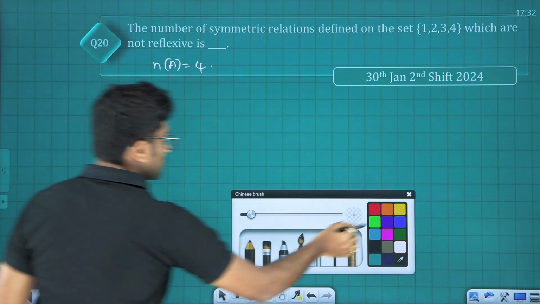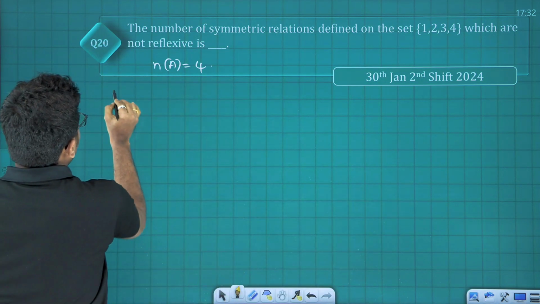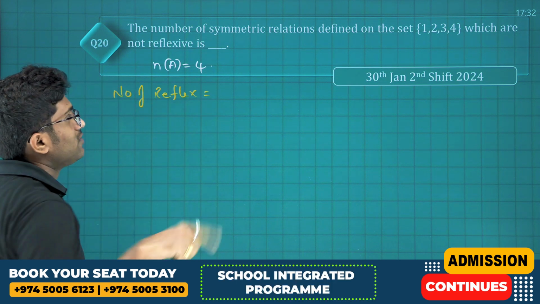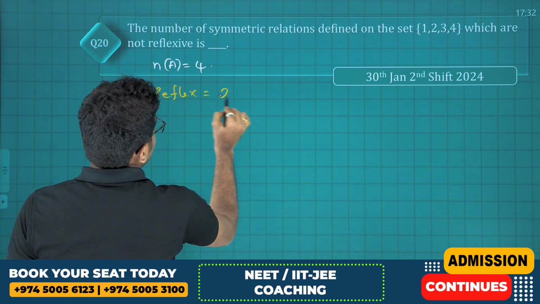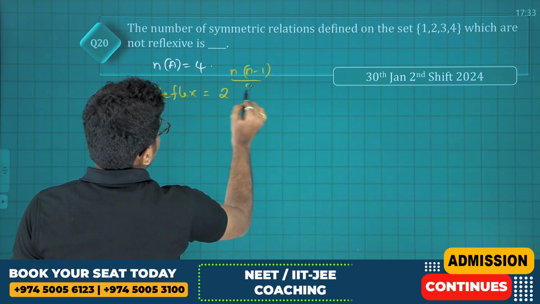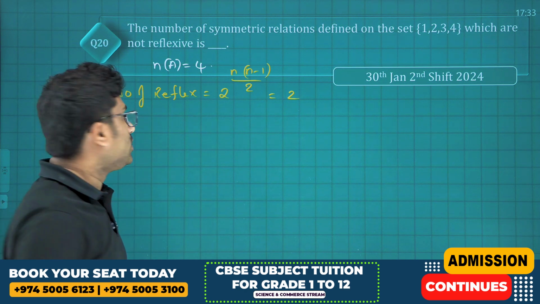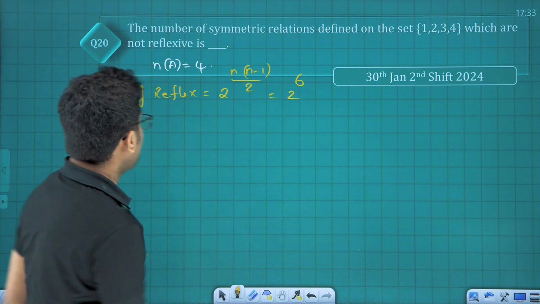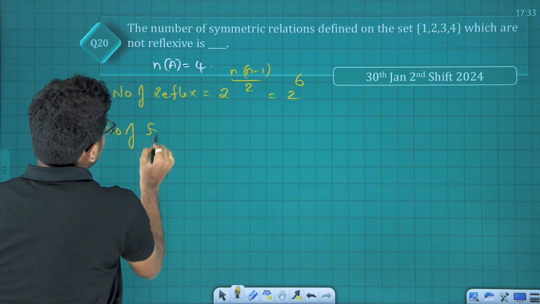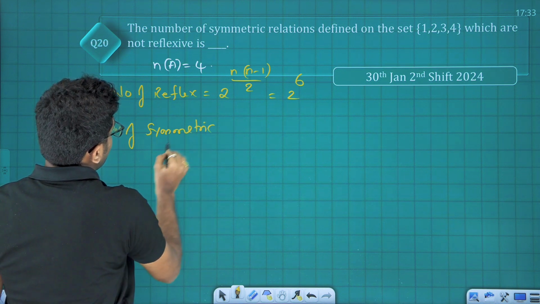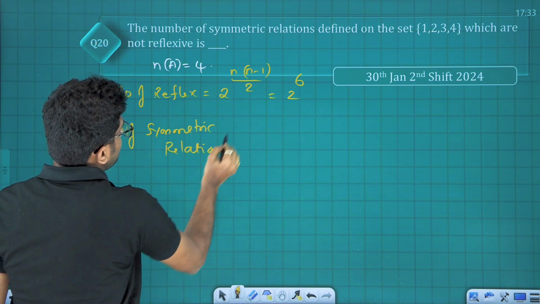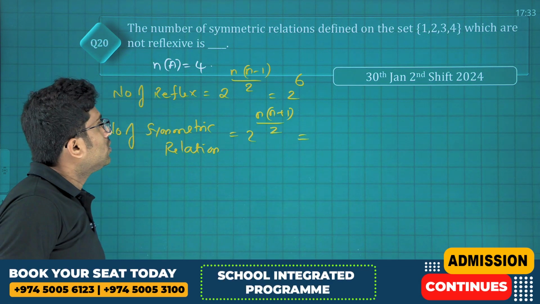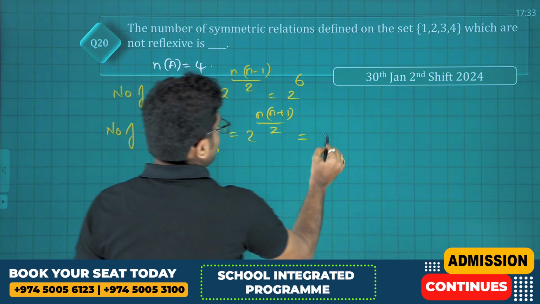Okay. First, the total number of reflexive relations, friends. The number of reflexive relations is 2 raised to n into n minus 1 by 2. So 2 power n into n minus 1 by 2 means 4 into 3, 12 by 2, 2 power 6. Okay. Next, the number of symmetric relations. The formula is 2 power n into n plus 1 by 2. So 4 5s are 20 by 2, 2 power 10.